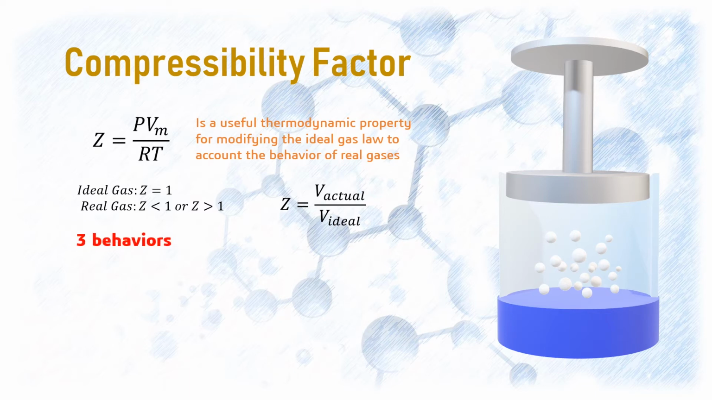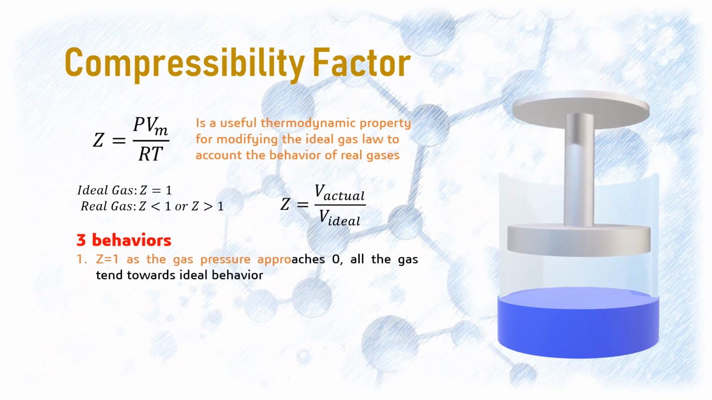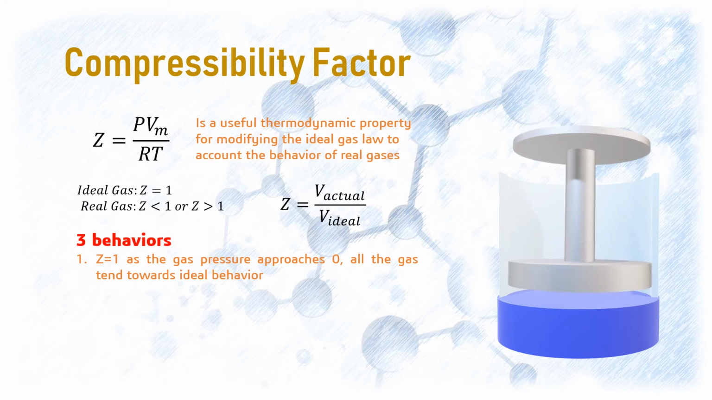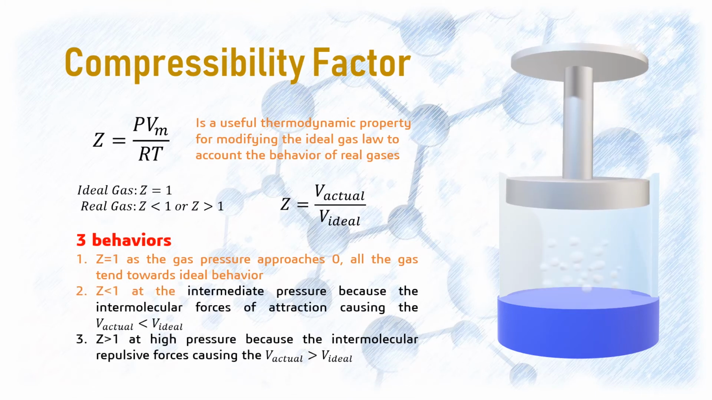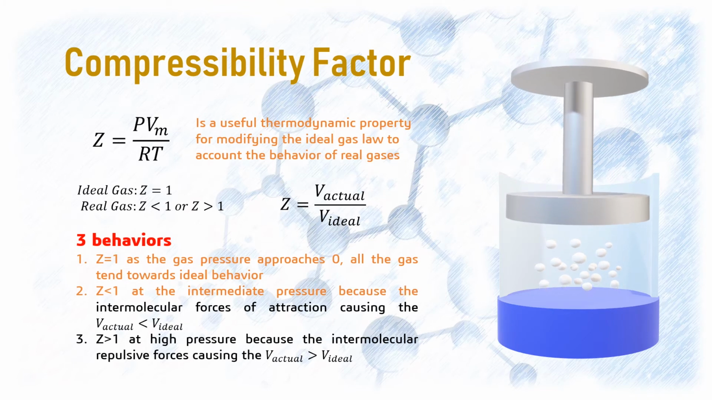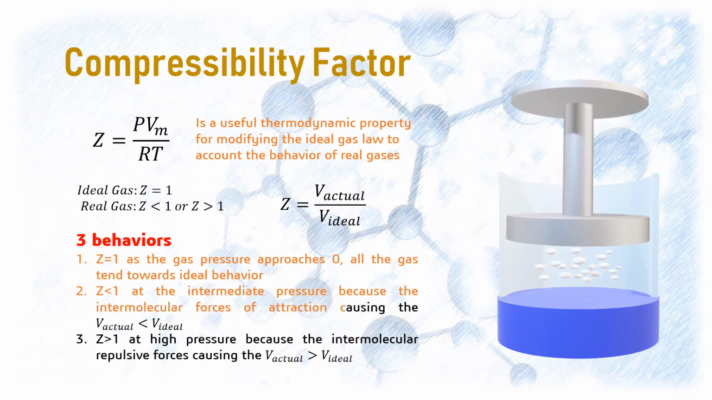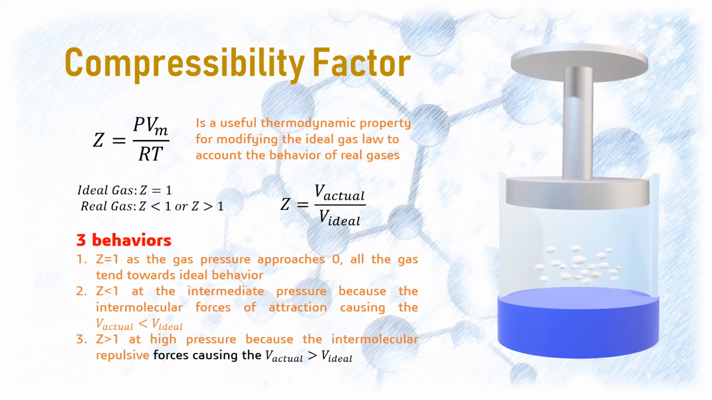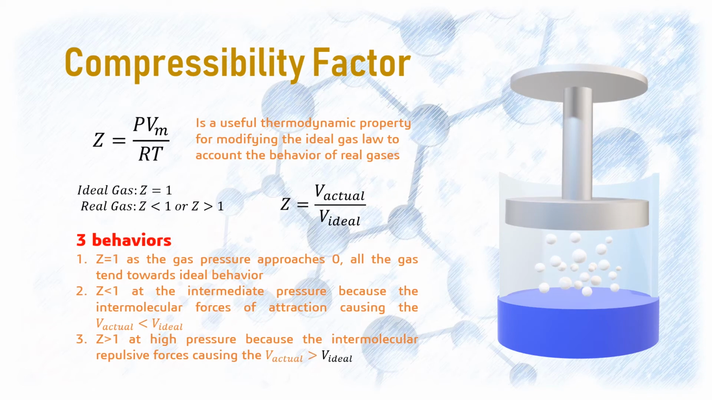There are three behaviors of Z for real gas. The first one is Z equal to 1 as the gas pressure approaches zero, where all gases tend towards ideal behavior. Second is Z smaller than 1 at intermediate pressure, because the intermolecular forces of attraction cause the actual volume to be smaller than the volume predicted by the ideal gas law. The last one is Z bigger than 1 at high pressure, because the intermolecular repulsive force causes the actual volume to be bigger than the volume predicted by the ideal gas law.